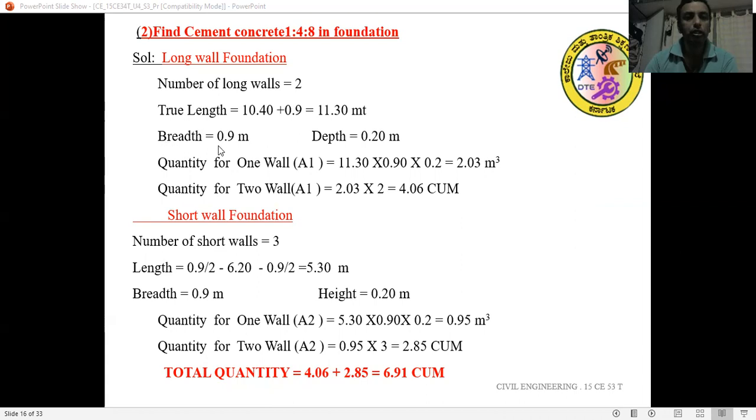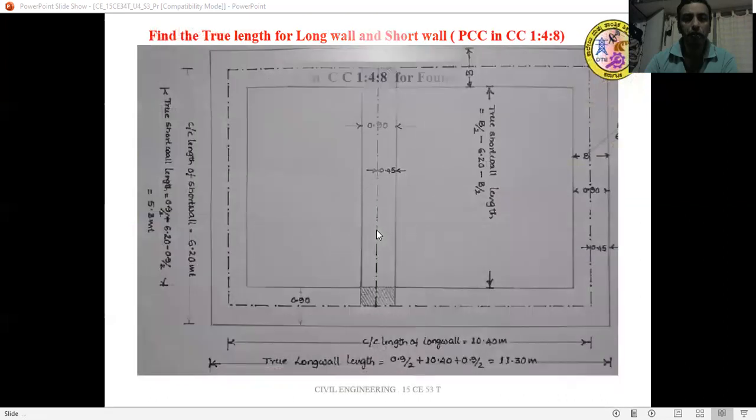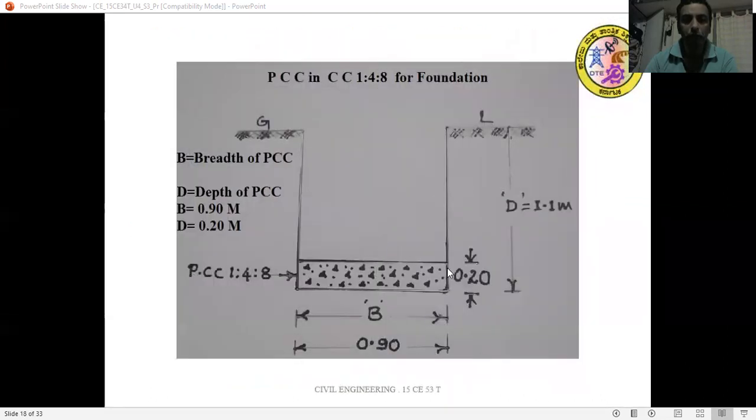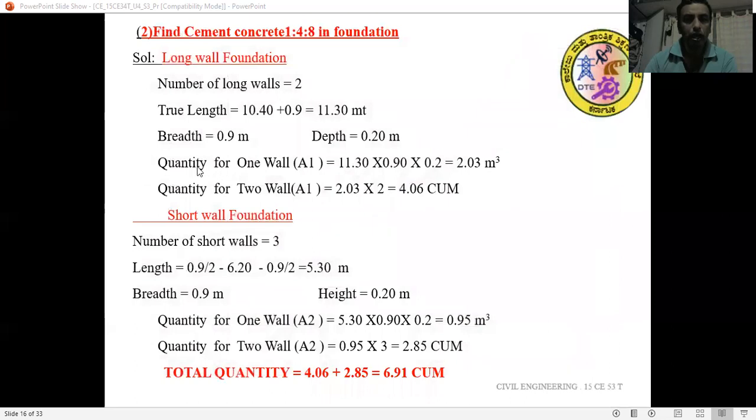Next, you know the breadth of the PCC is 0.9 meter, and the depth of the PCC given in the drawing is equal to 0.2 meter. By multiplying all three values, you will get 2.03 meter cube for one long wall length.